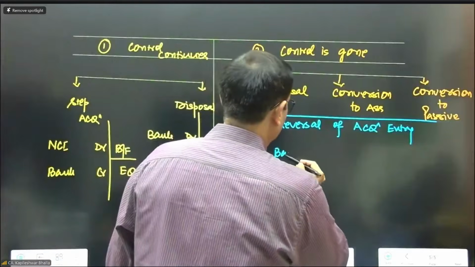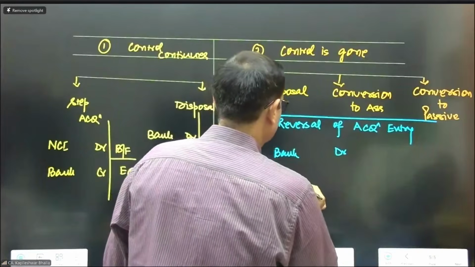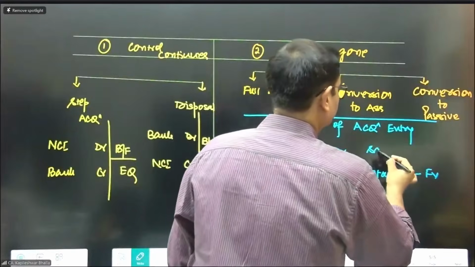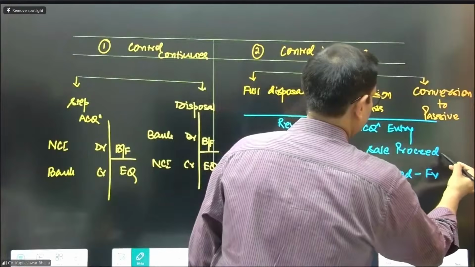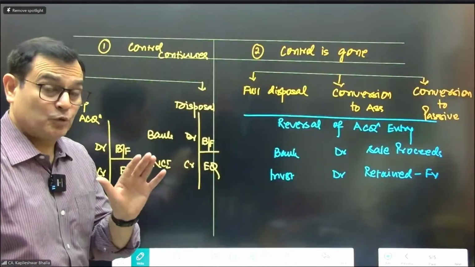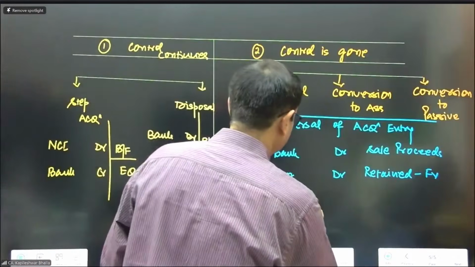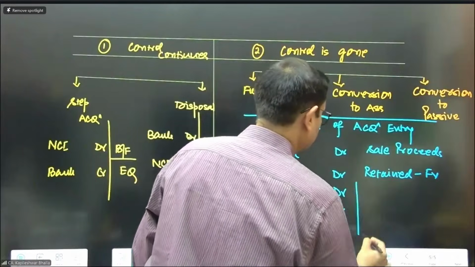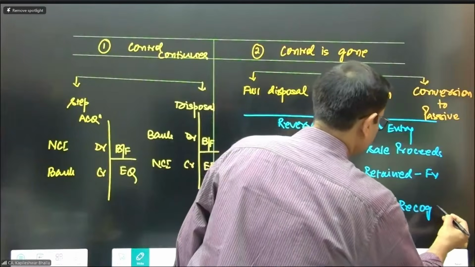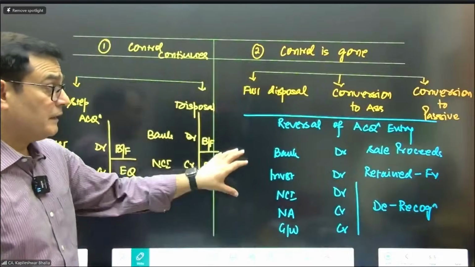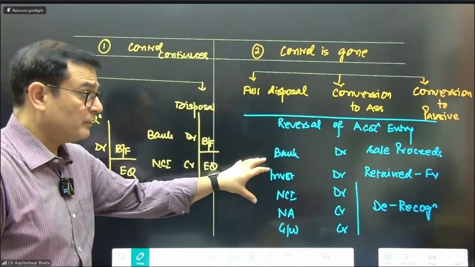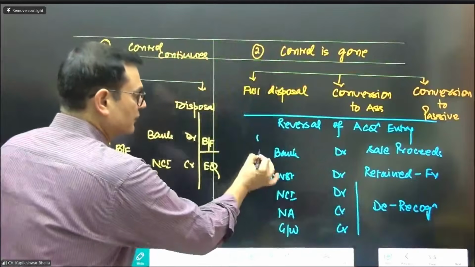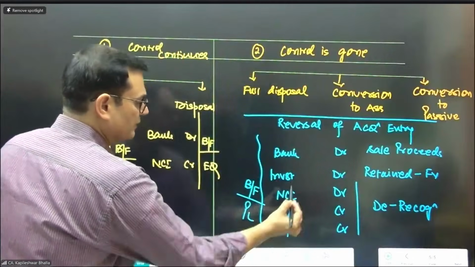So what do we need to do? The bank gets a debit with the sale proceeds. If there is any investment which stands retained, that will be captured at fair value. And then we need to derecognize the goodwill, NCI, and the net assets. So the NCI gets a debit, the net assets get a credit, and the goodwill gets a credit. This is the derecognition of all those things done on the acquisition date. So the bank gets a debit with the sale proceeds, the investment retained at fair value, and derecognition of the net assets, NCI, and the goodwill. And there's a balancing figure in this entry. The balancing figure is the gain or loss which is taken to profit or loss.